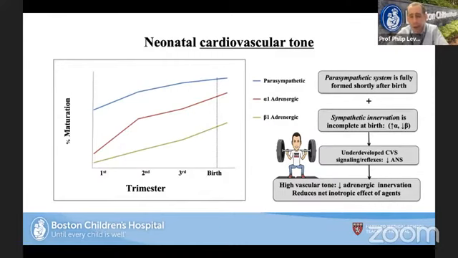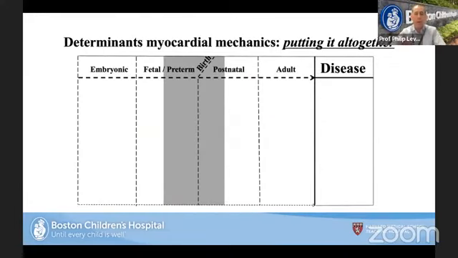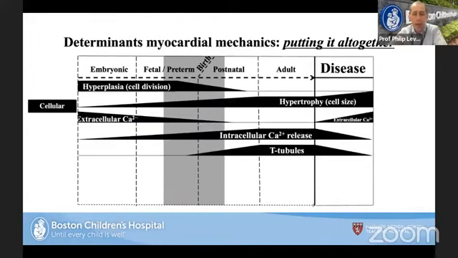They have no effect because the receptors in premature infants are not developed to handle it. So when I put this all together in a nice picture, I have shown you up to this point that there are cellular changes over time from the embryonic stage to the adults. There are calcium patterns that change. There are changes in cell division and cell size.